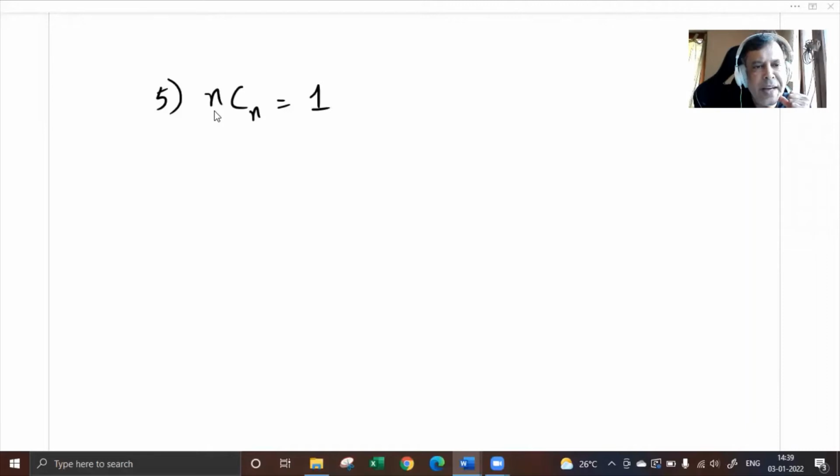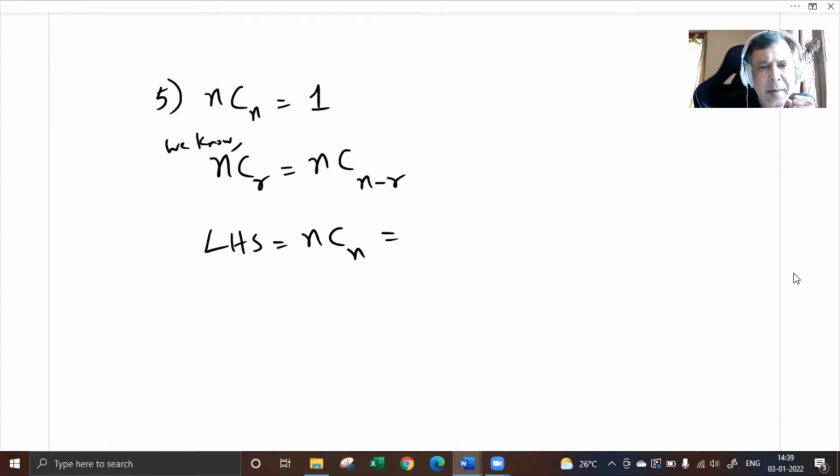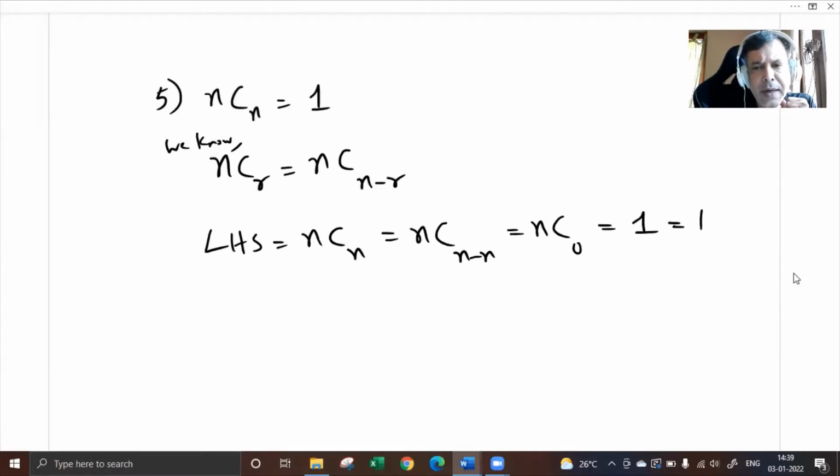Next, we need to prove nCn is nothing but 1. We have already seen nCr is nothing but nC(n minus r). So applying that, we know nCr is nC(n minus r). So here the left hand side, which is nCn, that can be written as nC(n minus n), and that is nothing but nC0. And we already had seen nC0 is nothing but 1. That is our desired RHS, hence the proof.